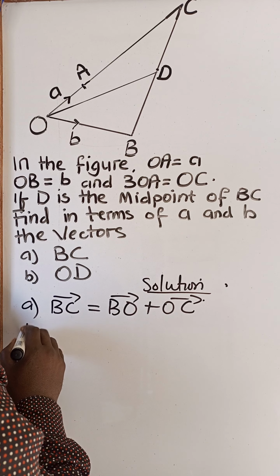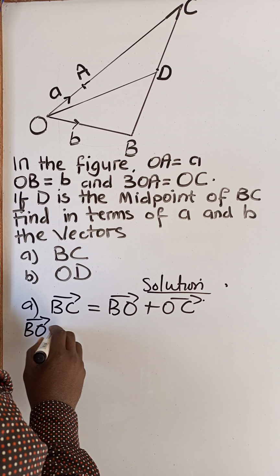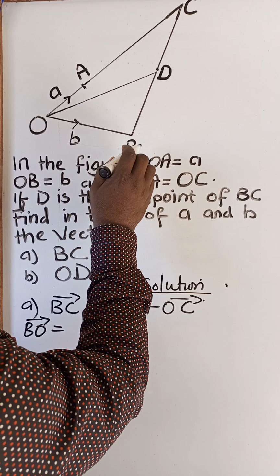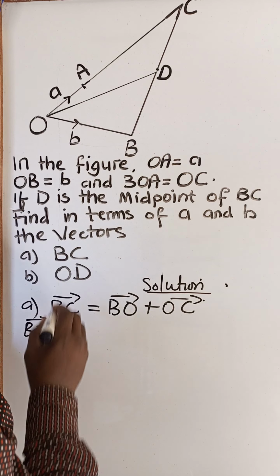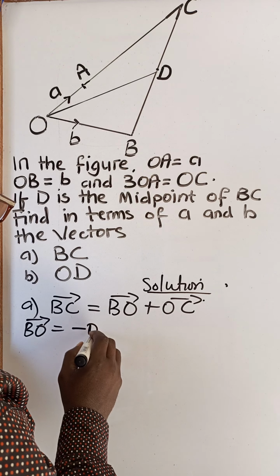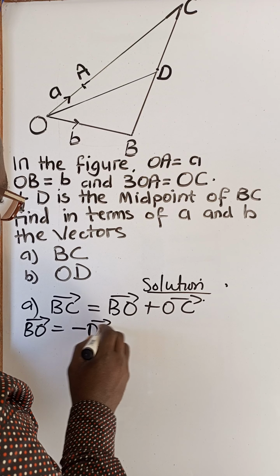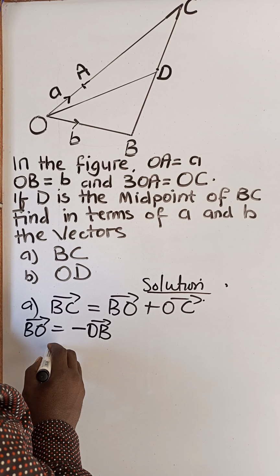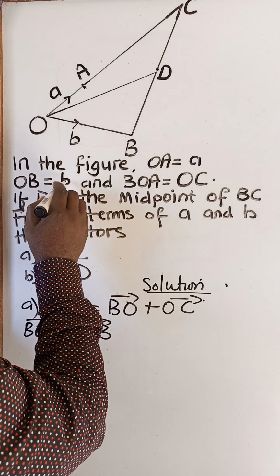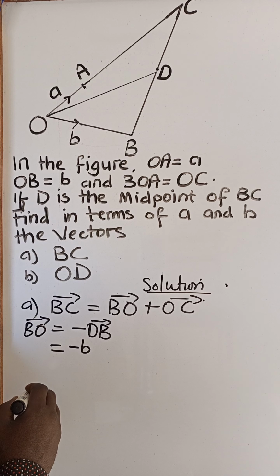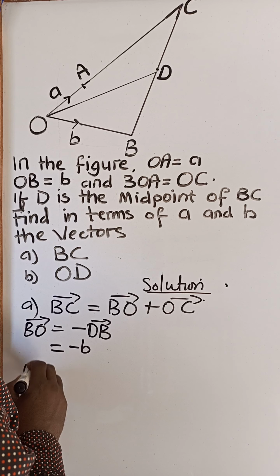Alright, so let's get the components. BO is the opposite of OB. OB is in this direction, so BO is the opposite. And whenever we move in the opposite direction in vectors, we bring in the negative sign. So BO is minus OB. But we know OB is small b, so this just becomes minus small b.